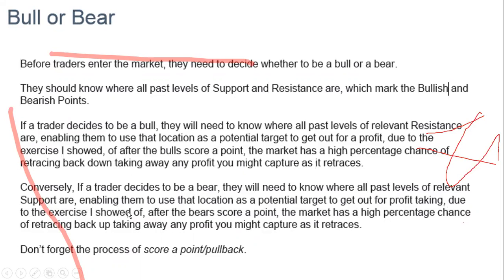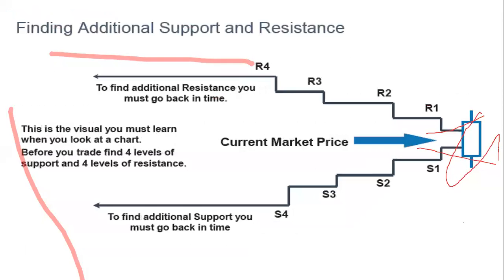Due to the exercise I showed of the bear score a point, the market has a high percentage chance of retracing back up. When it is scoring a point at a resistance level, instead of forming higher highs, higher lows, you now see a higher low, with what we saw last week, the ascending triangle. It means there's a strong resistance below.